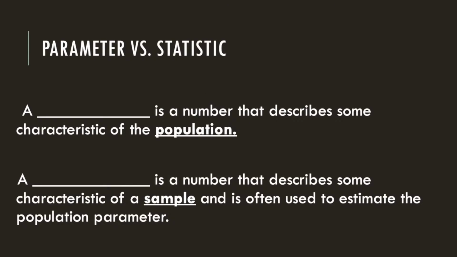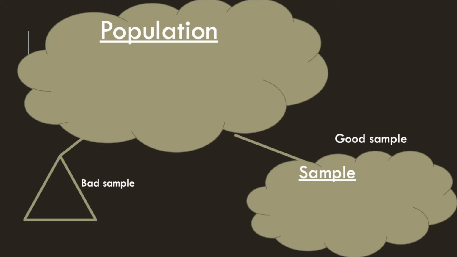So when I have a population, I can sometimes calculate a parameter. A parameter is some sort of number that describes a characteristic of the population. However, normally we cannot find a parameter on an entire population, as that would be too cumbersome. So instead we find a statistic, which is a number that describes some characteristic of the sample that we took, and it's often used to estimate the actual population parameter.